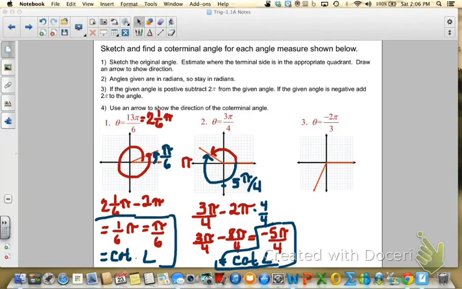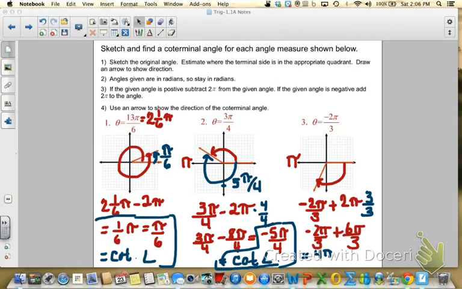Now in number 3, we have a negative angle, so it's going to go clockwise. It's less than pi. Remember, pi is equivalent to 180 degrees, a half of a circle. So there's my original angle we're starting with. This time we're going to add 2 pi. We need to do the actual addition. The common denominator here is 3, so I'll multiply 2 pi by 3 over 3, which gives me negative 2 pi thirds plus 6 pi over 3, which is 4 pi over 3. My coterminal angle here is positive, so I'm going to start from the initial side and draw my arrow to the terminal side in a counterclockwise direction to denote a positive angle.